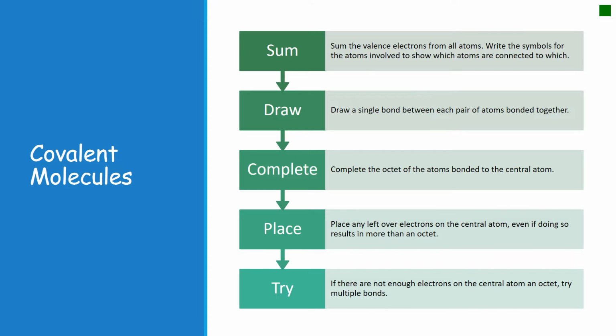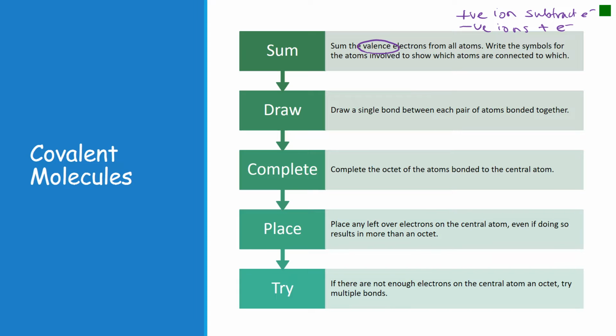Now, when you're going to do a covalent molecule, there's a few things that you need to do. The first thing is you need to sum all of the valence electrons from all the atoms. Now, if it's not a molecule and it's an ion, for positive ions you subtract electrons, and for negative ions, you add electrons. Now, once you've worked out the number of valence electrons, you need to write the symbols of the atoms involved to show how they're going to be connected.